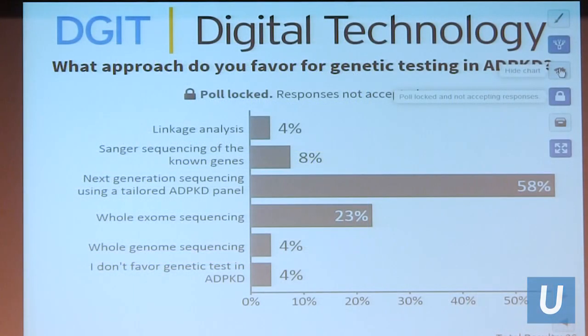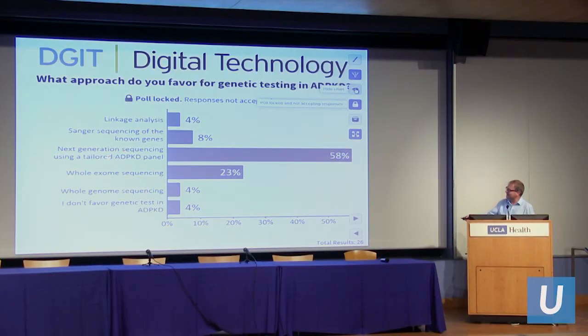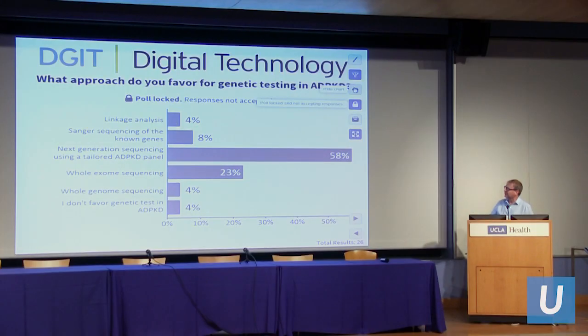Okay, so we have some results here now. And again, I think that I would agree with this. I think a next generation panel, but one which is tailored to look particularly at PKD1, is important. I think we need to be a little bit careful about whole exome sequencing, as a recent study showed that whole exome sequencing, if it's not geared to look at PKD1, can miss quite a lot of mutations within PKD1. I think things like linkage analysis are not that useful in ADPKD because of the level of new mutations, and often we're looking at small families, so I wouldn't favor that type of analysis.